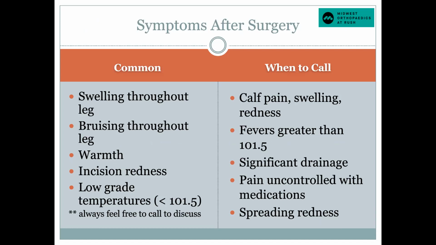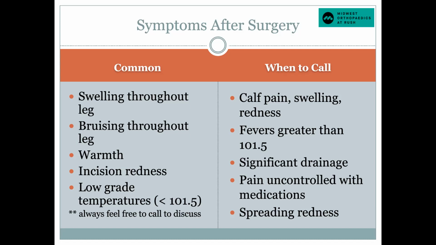Symptoms after surgery. Common symptoms would include lots of swelling and bruising throughout the entire surgical leg. We do expect your surgical leg to get twice the size of your non-surgical leg, with bruising and swelling from the hips down to the toes, whether that be a hip or a knee replacement. This will come down with time, but all that's very normal. It typically comes out about 48 to 72 hours after surgery. That's when your inflammatory response peaks. You might start to notice a little bit of warmth, redness, some low-grade fevers, less than 101.5. All of this would be very normal.